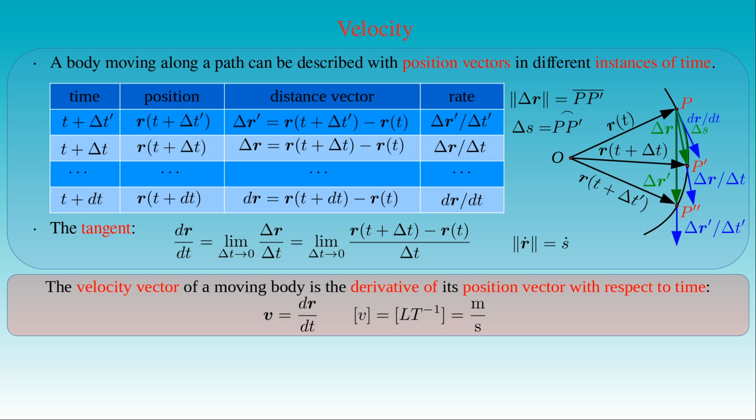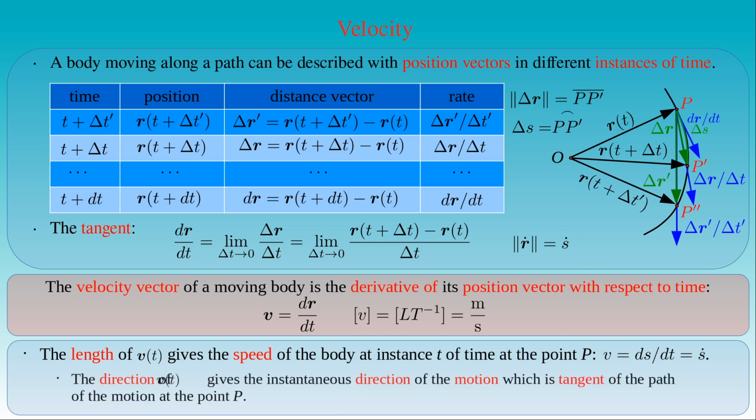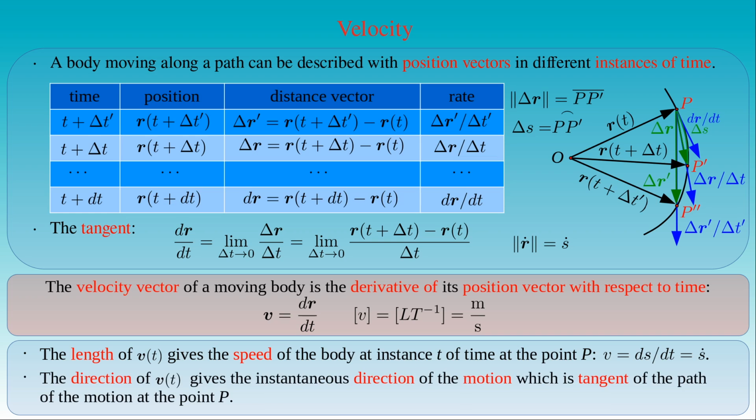That is, the length of the velocity vector v(t) gives the speed of the body at the instance t of time at the point P. Which means the magnitude of the velocity vector is the time derivative of the arc length measured along the path of the moving body. The direction of the velocity vector v(t) gives the instantaneous direction of the motion, which is the tangent to the path of the motion at the point P.